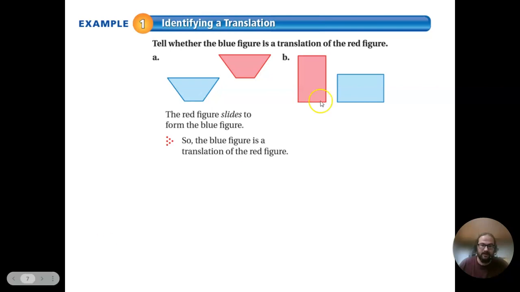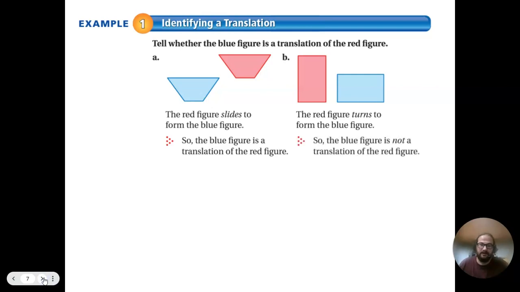For B, if we look at the red rectangle, if we slide it to the right, it won't match the blue one. We would have to turn it. We would have to rotate the red one to get the blue one. So since the red figure would have to turn in order to form the blue figure, the blue one is not a translation of the red figure.